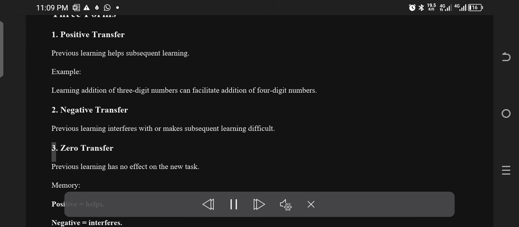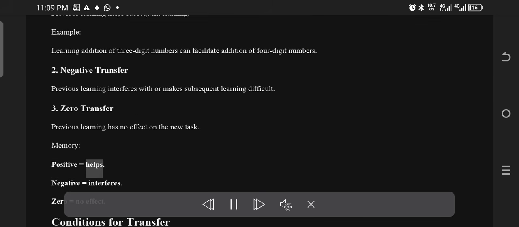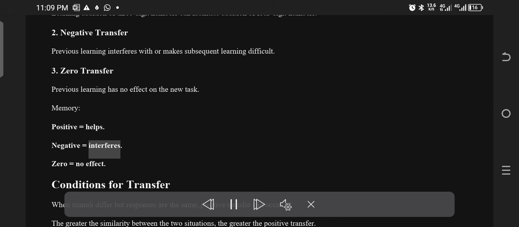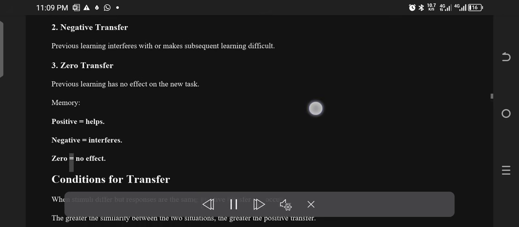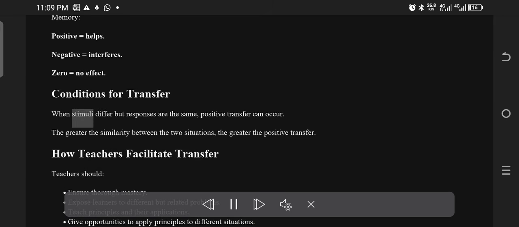3. Zero transfer. Previous learning has no effect on the new task. Memory: positive equals helps. Negative equals interferes. Zero equals no effect. Conditions for transfer. When stimuli differ but responses are the same, positive transfer can occur. The greater the similarity between the two situations, the greater the positive transfer.